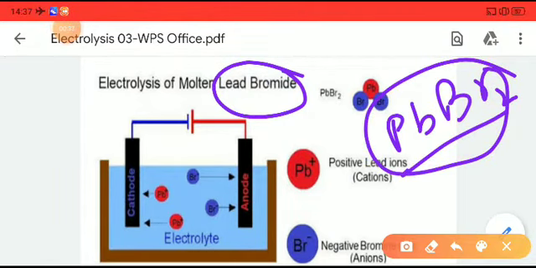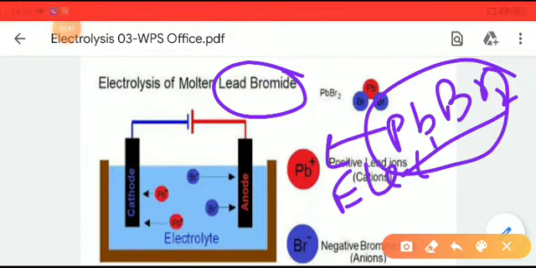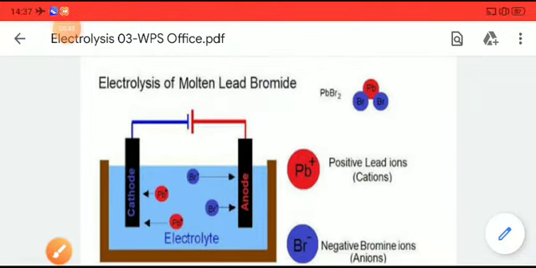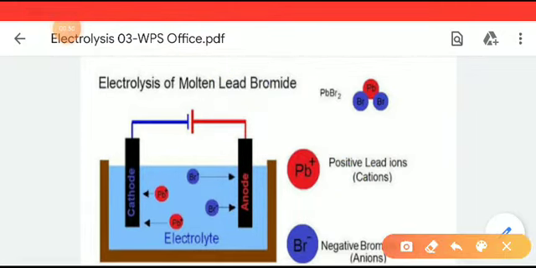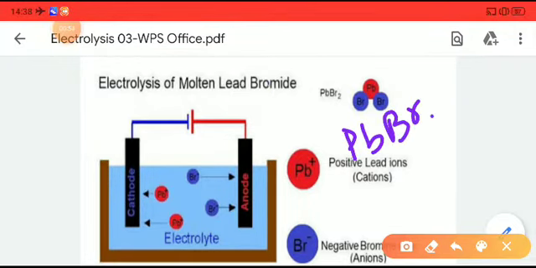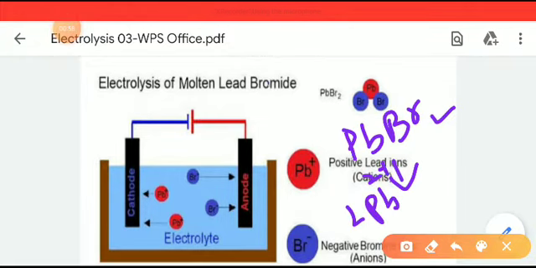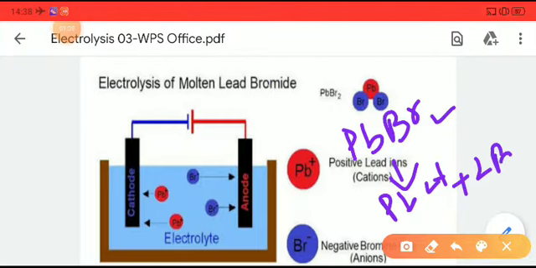It is an electrolyte. As it is an electrolyte, it will be ionized when it is in aqueous state or in molten state. So when it is in molten state, PbBr2 gets ionized and gives Pb2+ and 2 Br minus.